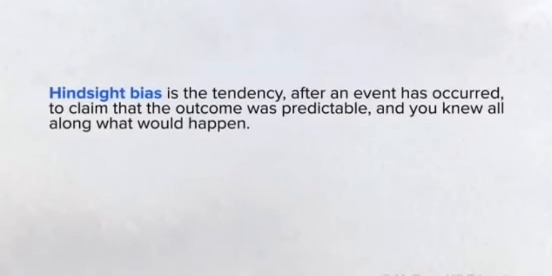Two types of bias are hindsight bias and confirmation bias. Hindsight bias is the tendency, after an event has occurred, to claim that the outcome was predictable and you knew all along what would happen. Hindsight bias is often called the "I knew it all along" effect.